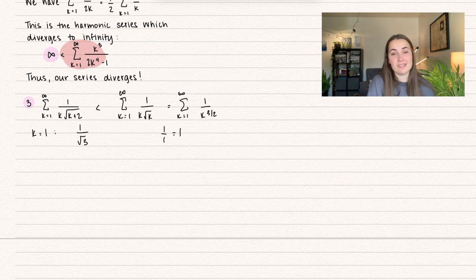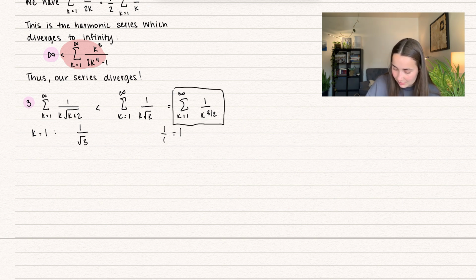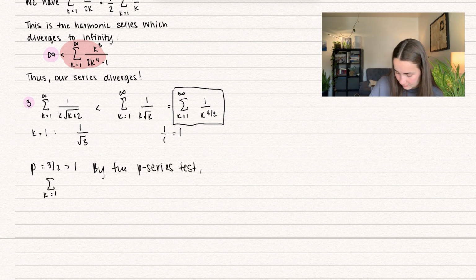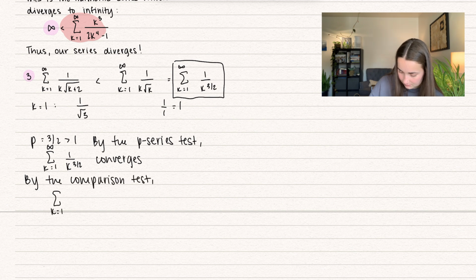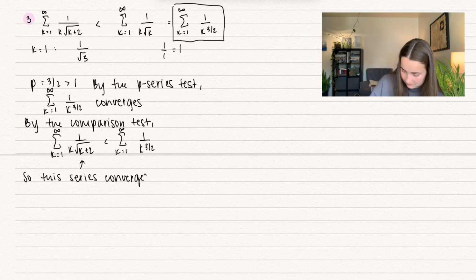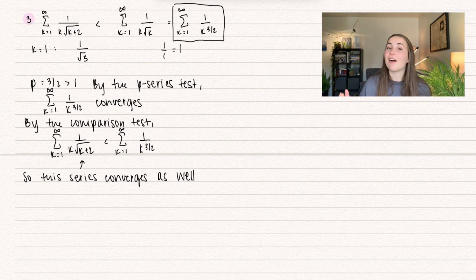Our original series is going to be smaller than that one. So let's go ahead and use the p-series test on this. We have that p is equal to 3 halves, which is greater than 1. So by the p-series test, this is going to converge. Now let's take a look at the comparison test, right? And so that tells us that our original series is going to converge as well, right?